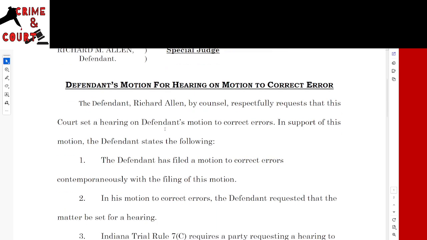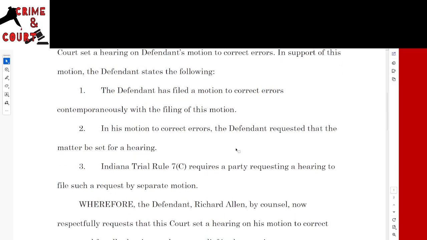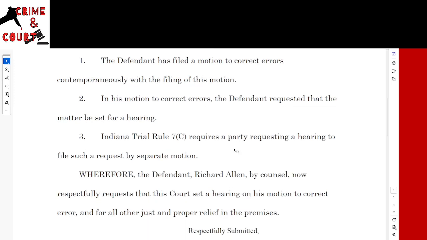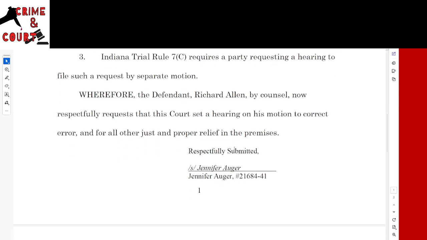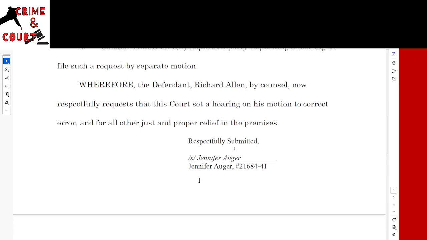So the defendant, Richard Allen, by counsel, respectfully requests that this court set a hearing on defendant's motion to correct errors. In support of this motion, the defendant states the following. The defendant has filed a motion to correct errors contemporaneously with this filing. In his motion to correct errors, the defendant requested that the matter be set for a hearing. Indiana Trial Rule 7C requires a party requesting a hearing to file such a request by separate motion. Wherefore, the defendant, Richard Allen, by counsel, now respectfully requests that this court set a hearing on his motion to correct error and for other just and proper relief in the premises.